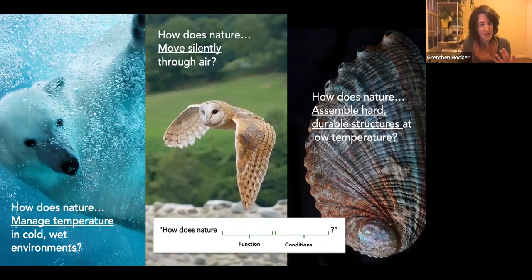And so some examples would be like, how does nature move silently through air? Owl wings have some really unique features that enable them to do that. Similarly, how does nature manage temperature in cold, wet environments? Polar bear fur is a really great example of an organism that needs to stay warm in a cold, wet environment. So it has strategies to do that. Or how does nature assemble hard and durable structures at low temperature? The shells that sea creatures make are doing just that. You can go to the next slide.